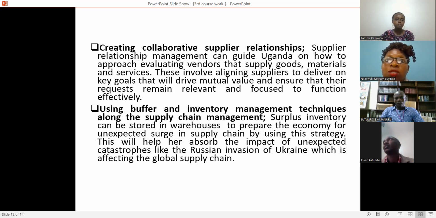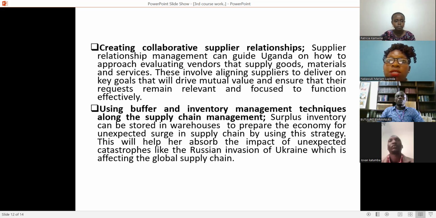Another strategy is creating collaborative supply relationships. Supplier relationship management can guide Uganda on how to approach evaluating vendors that supply goods, materials, and services. This involves aligning suppliers to deliver on key goals that will drive mutual value and ensure that their requests remain relevant and focused to function effectively.